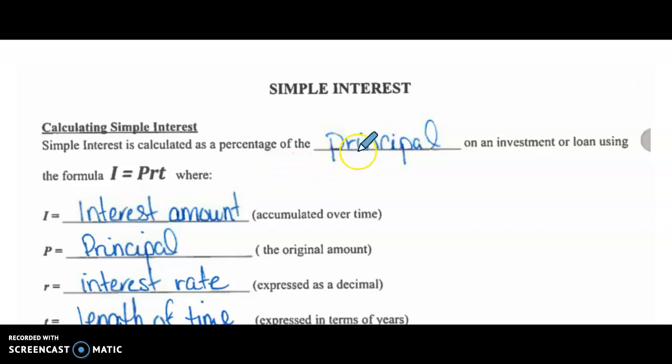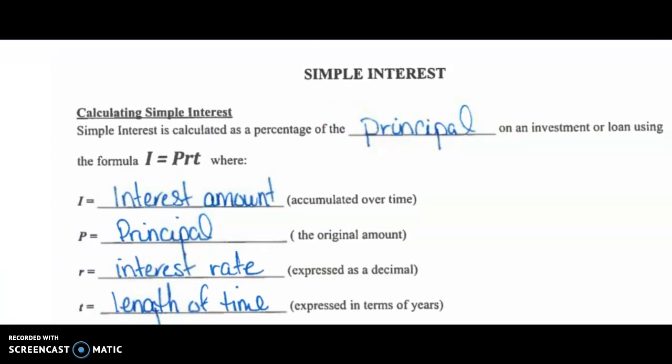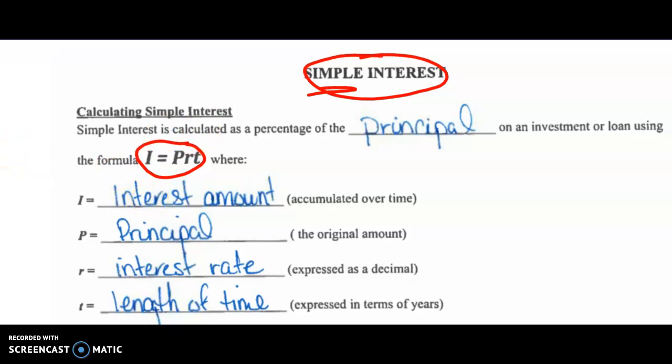Simple interest is calculated as a percent of the principal on an investment or loan using this formula here. All the questions today will be simple interest, but later on, what you're looking for is the word simple. If you have the word compound, then it's a compound interest question, but they always have either simple or compound in the question. And if that's the case, you're going to use this equation here, I equals PRT. So I equals PRT is the equation.